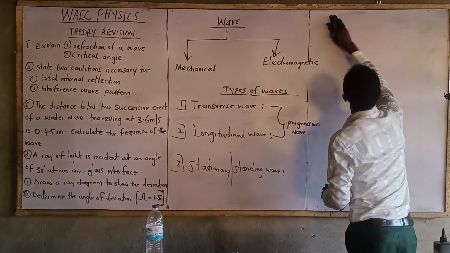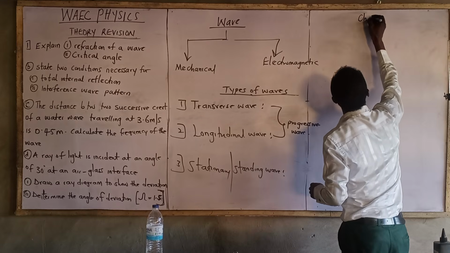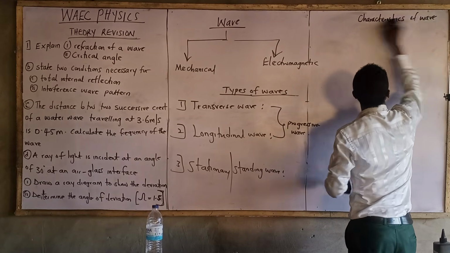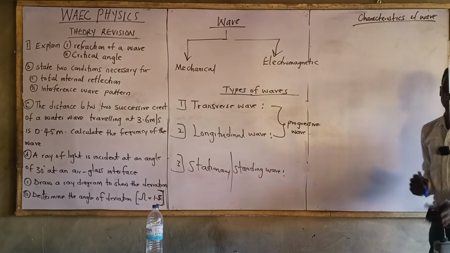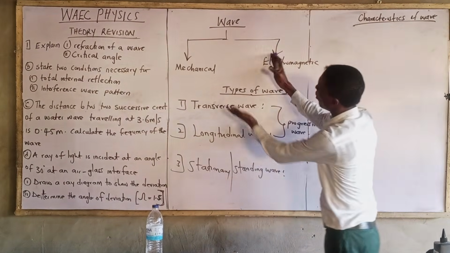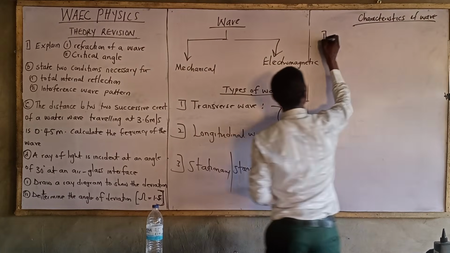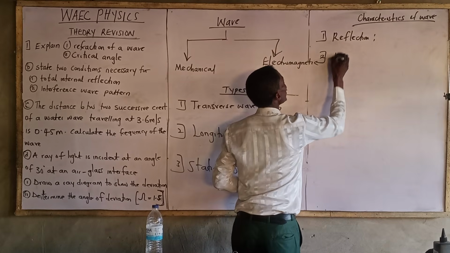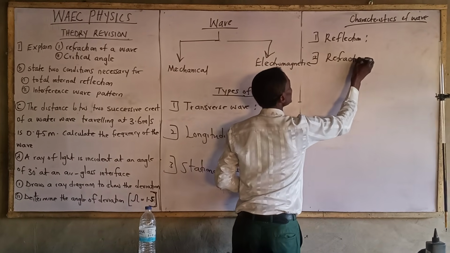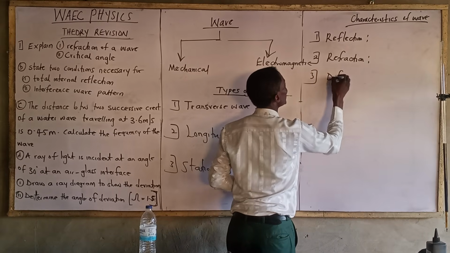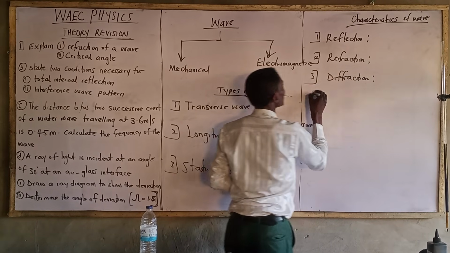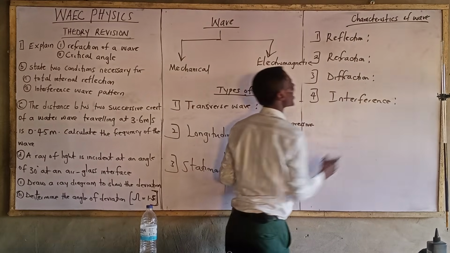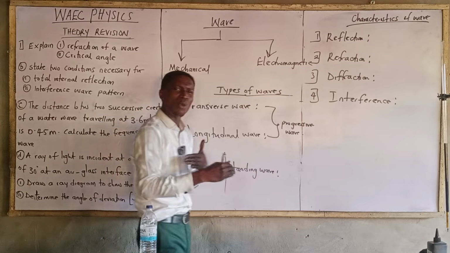Now that leads us to another phase we need to understand, and that's going to be the characteristics of waves. All waves, whatever the type or the class, exhibit the following characteristics. Number one, reflection. Number two, refraction. Number three, diffraction. Then number four, interference. Okay, quite interesting characteristics. So let's see them one after the other.